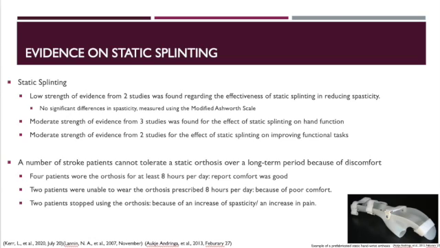The first type of splint I'll be going over is a static splint. According to the systematic review I mentioned before, low to moderate evidence was found for the use of static splinting in reducing spasticity, improving hand function, and improving functional tasks. Additionally, evidence was found that a number of stroke patients do not tolerate a static orthosis over a long time period due to discomfort.